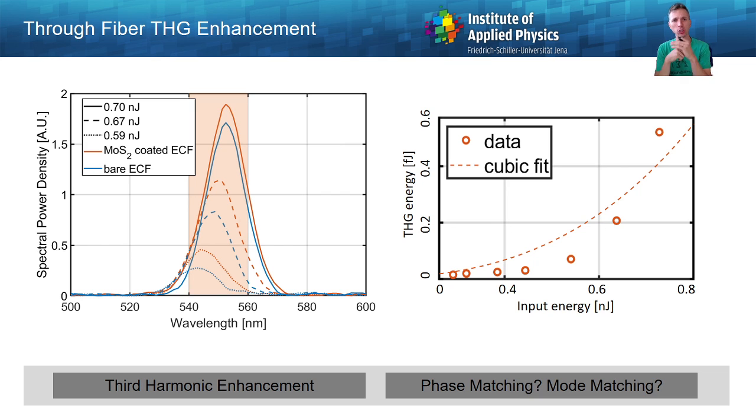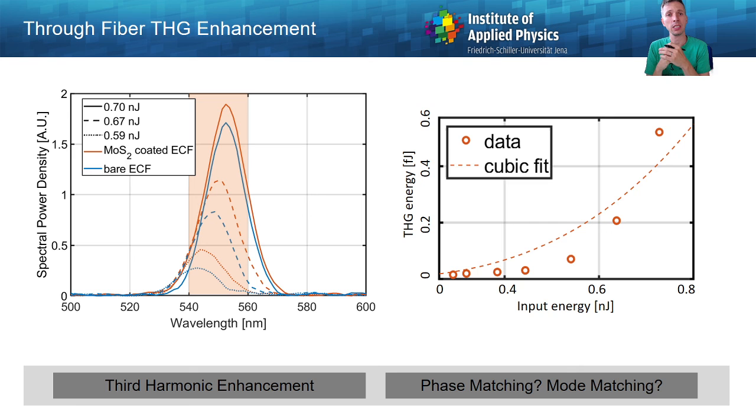Now let's change gears somewhat and exchange the CW excitation for pulsed high power excitation. Let's go looking for nonlinearity. We'll be looking at 2 effects: first third harmonic generation, and then second harmonic generation. So what you see on the left hand here are curves of third harmonic spectra, which were excited by a laser at 1590 nanometers.